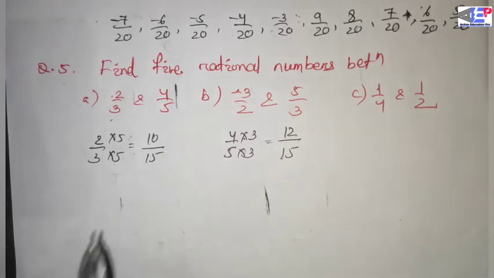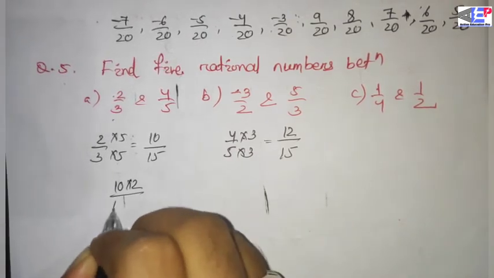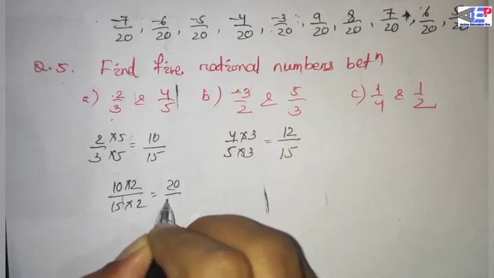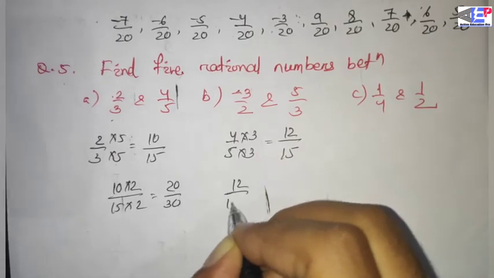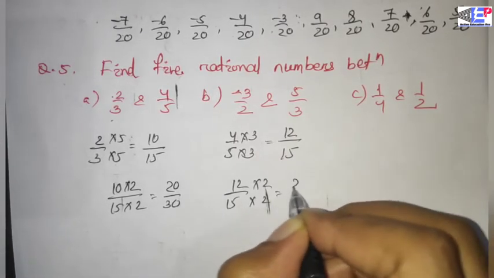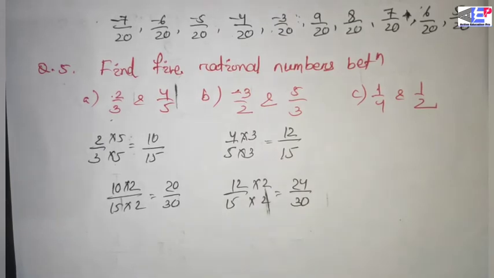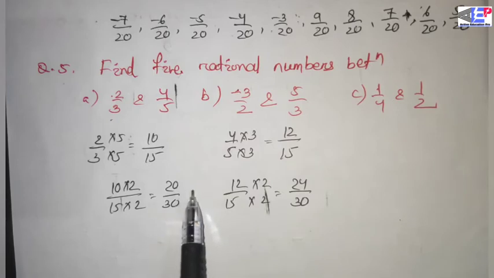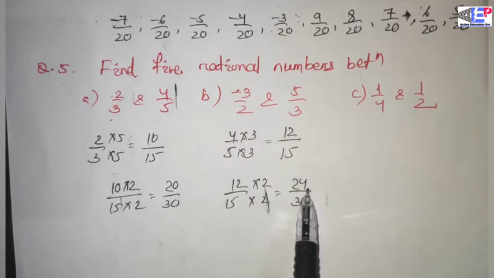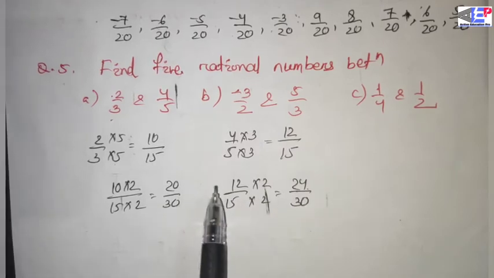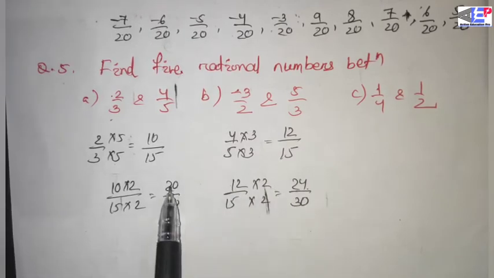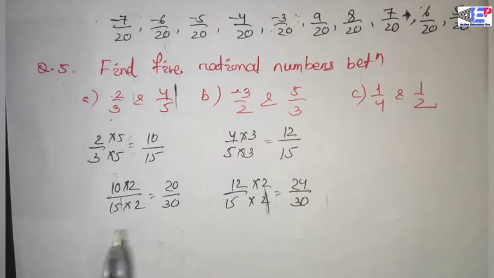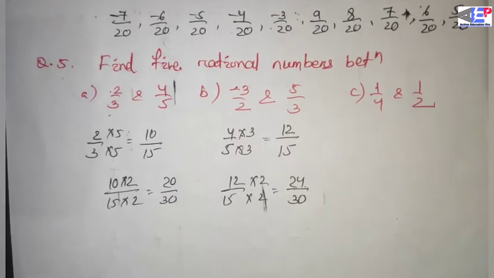So again multiply with 2. 10 into 2 by 15 into 2 will become 20 by 30. And 12 by 15 into 2 will become 24 by 30. Again, between 20 and 24 there are 3 numbers, 21, 22 and 23. So again multiply with 2.